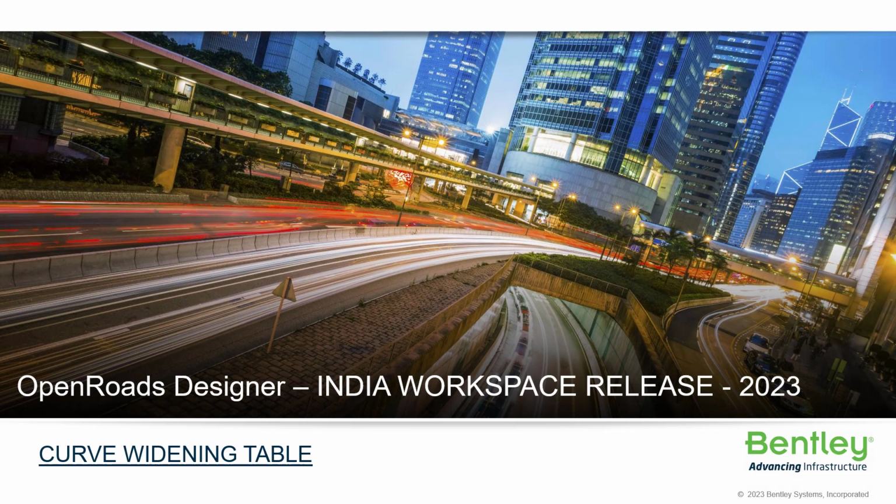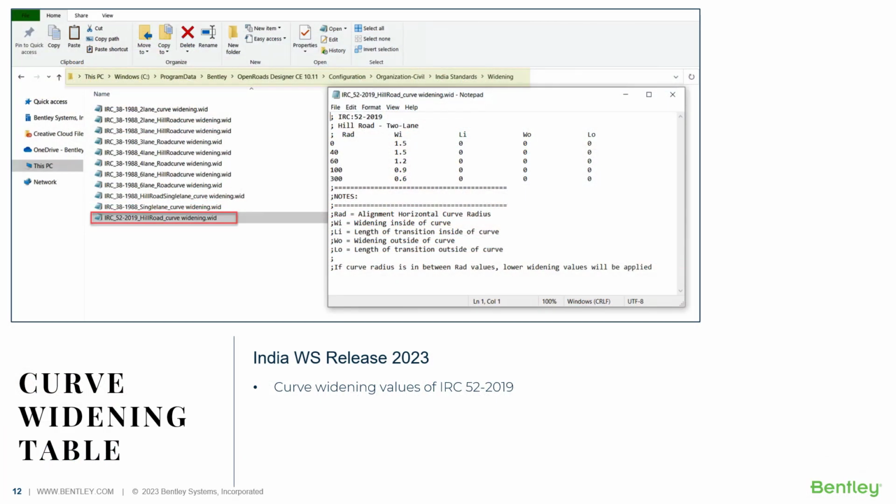Moving on, the next feature that we have is the curve widening values. Curve widening, since a design standard of IRC 52 has been added in this release. So the IRC 52 2019 widening values are also being taken, and those tables have been provided with a file extension of WID. Those are nothing but your widening files, which provide you the extra widening at the curve locations if required.